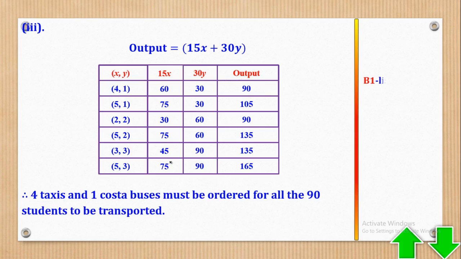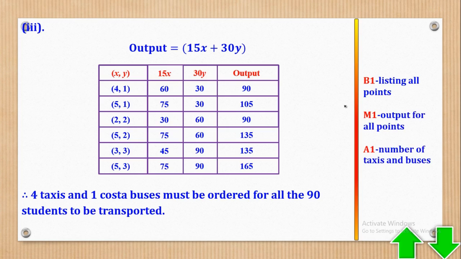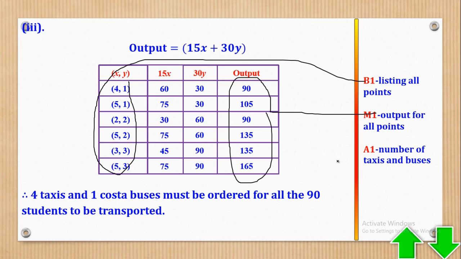Now let's see how much can be awarded. So B1 for listing all these coordinates in the feasible region, M1 for the output, and A1 for the conclusion.